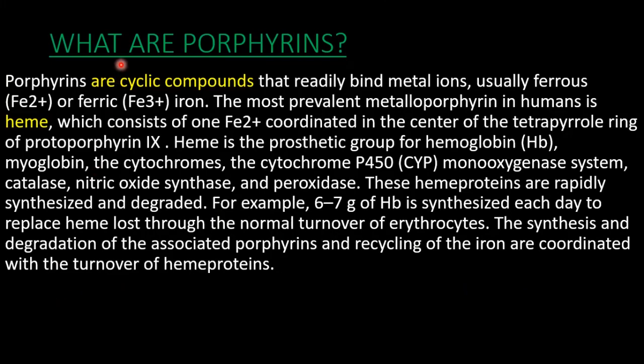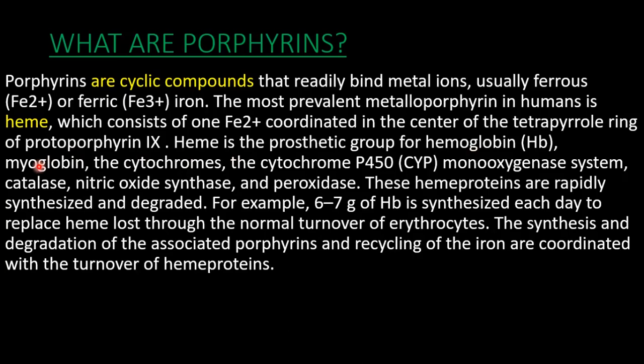Now, what are porphyrins? Porphyrins are cyclic compounds that usually bind metal ions, mainly ferrous and ferric ions. The most prevalent metalloporphyrin in humans is heme, and it consists of one iron ion in the ferrous state, coordinated in the center of the tetrapyrrole ring of protoporphyrin IX. Heme is usually the prosthetic group of important compounds such as hemoglobin and myoglobin.